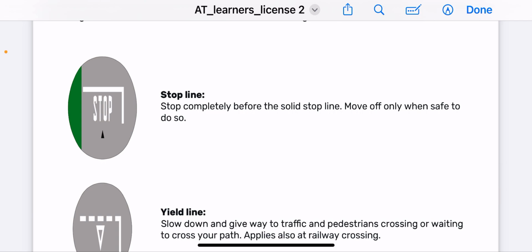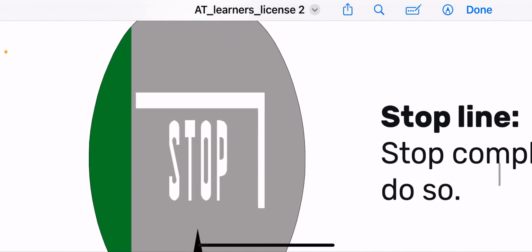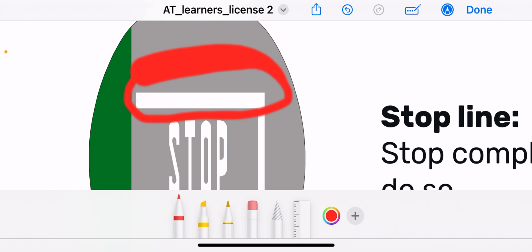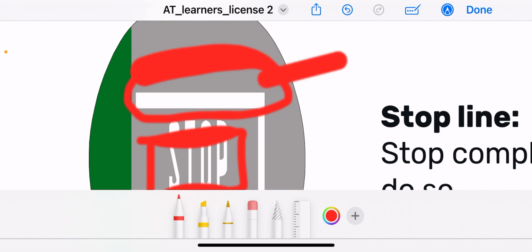Let's get to it. So the first one is a stop line. The stop line means that you stop completely before the solid line, and move off when safe to do so. This is the line they are talking about. So you stop your vehicle here before it, you don't touch this line. Okay, so you stop and then you move when safe to do so.